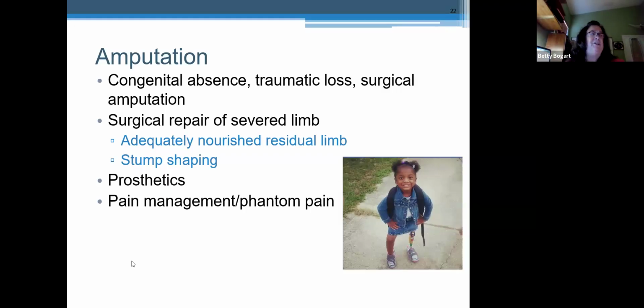Again, with amputations, if we have to do one, it's just like an adult with a surgical amputation. There's going to be phantom pain. Remember, with using a prosthesis, making sure the stump is good, making sure that the prosthesis fits correctly, and getting these kids up and moving and getting them active. And that's the goal.